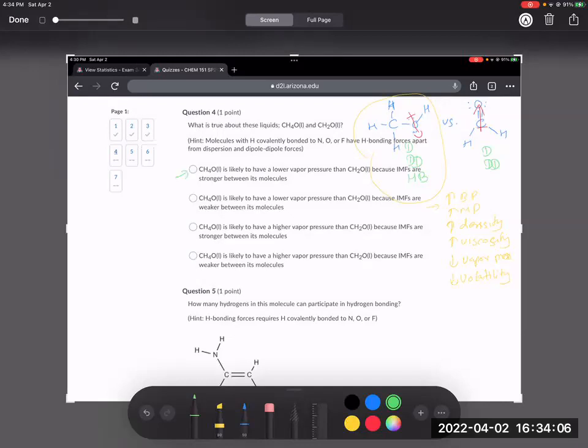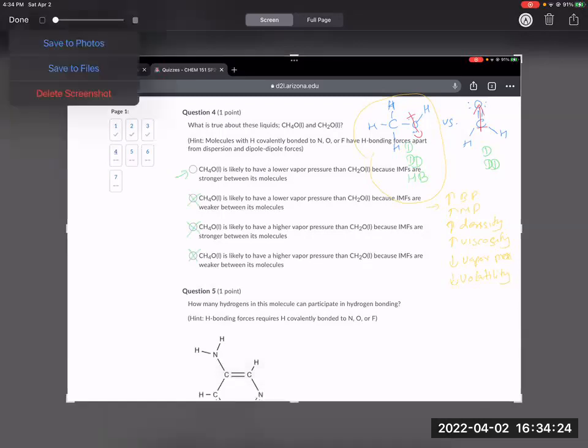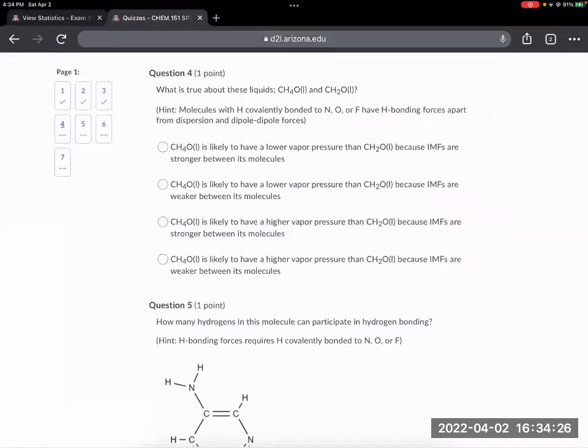CH4O is likely to have lower vapor pressure because IMFs are weaker. That is incorrect. Stronger. CH4O is likely to have higher vapor pressure. Nope. It's going to have lower vapor pressure. CH4 is likely to have higher vapor pressure. Nope. It's going to have lower vapor pressure. All right. So the correct answer is the first option.